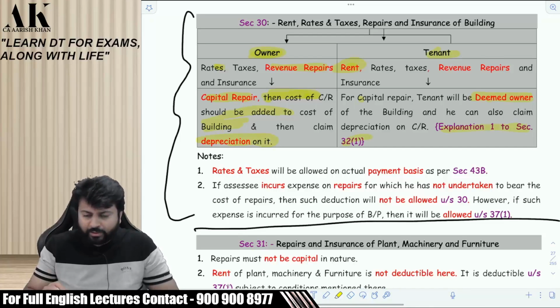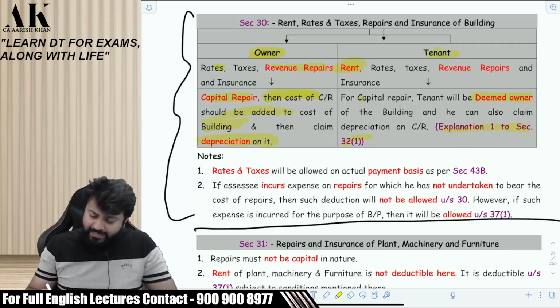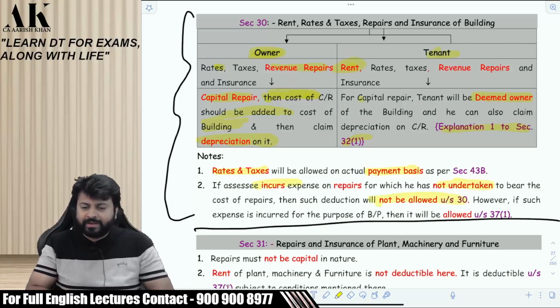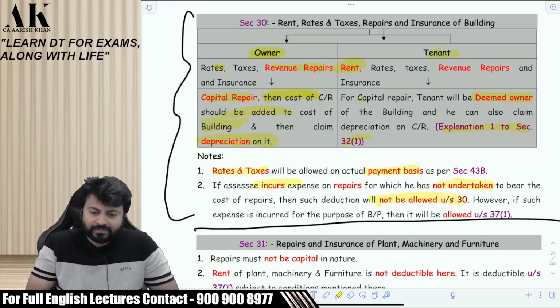Explanation 1 to section 32(1), which we have seen in the chapter of depreciation. Okay. And then rates and taxes will be allowed on payment basis, not on accrual basis. And the last thing which I have told you of that fan example, that falling fan.